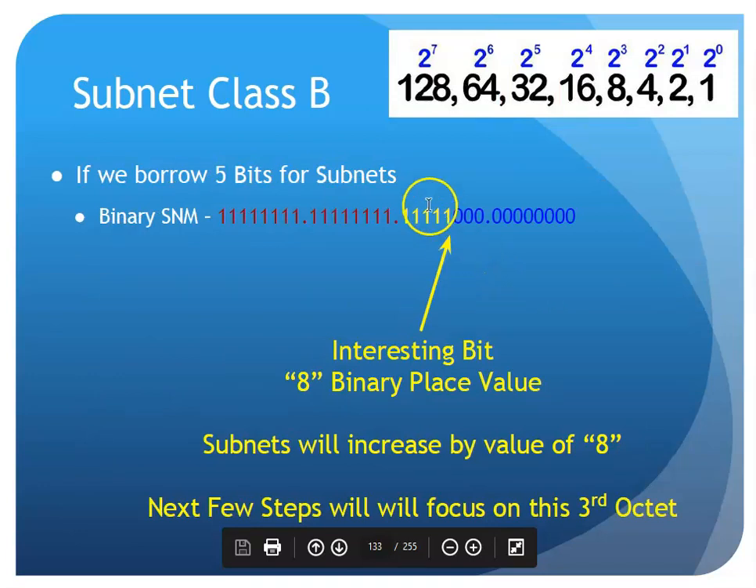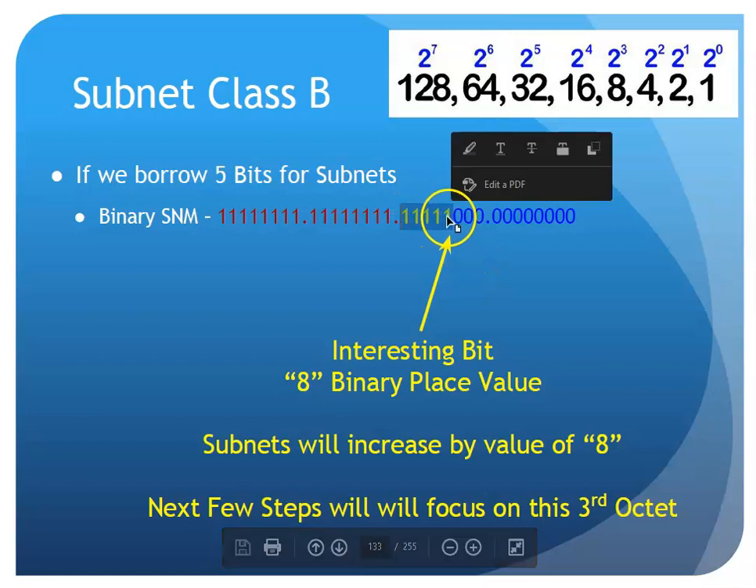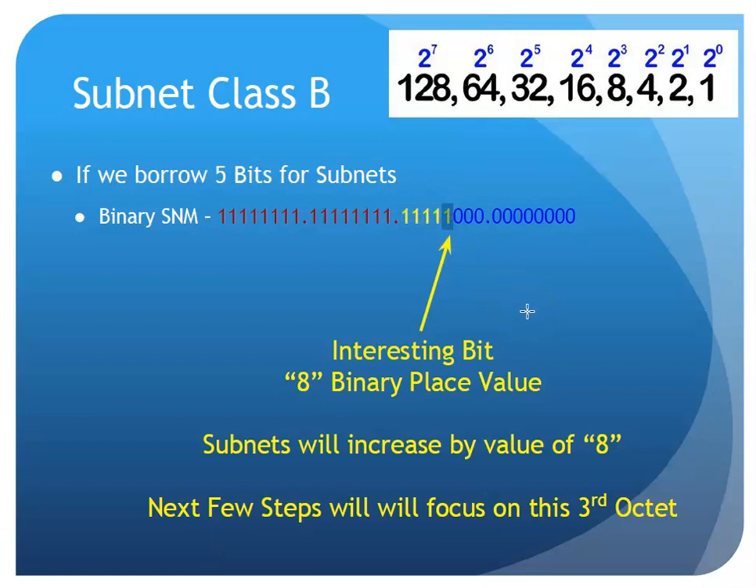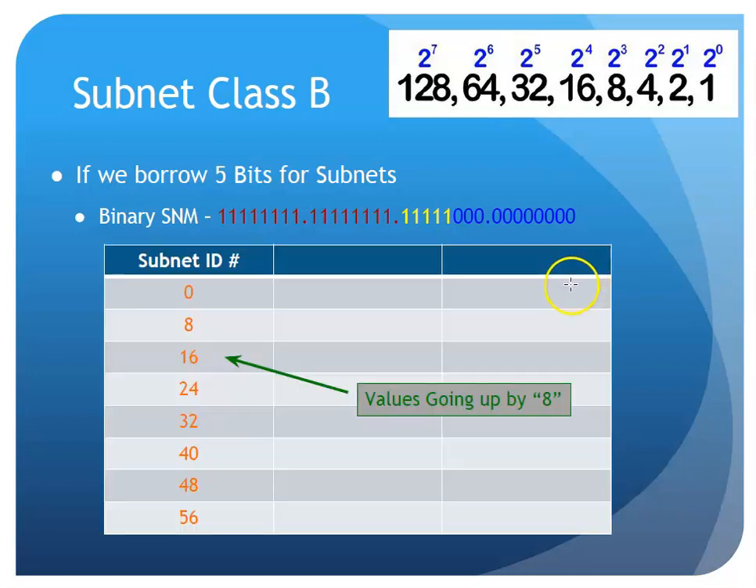We're now going to pay attention to the borrowed bit place. We borrowed 5 bits left to right here. We borrowed to this place right here. This is my interesting bit. We borrowed to the 8 place value, so my subnets are going to go up by a factor of 8. This is going to help with getting our chart rolling.